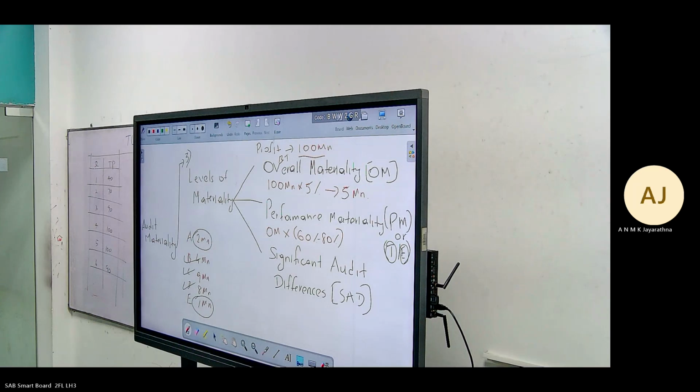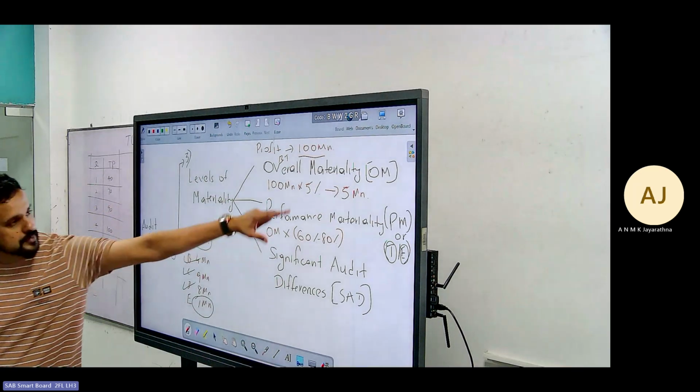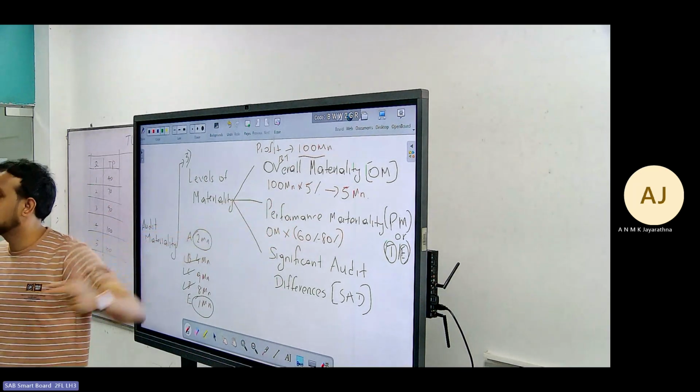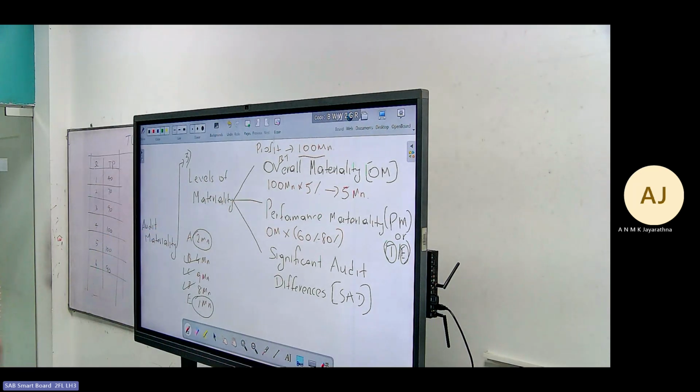So, up to 3 million, we can tolerate mistakes. If errors exceed 3 million, then we have to ask management to rectify the mistakes. Then we have the comfort of checking areas of more than 3 million. If we check areas and the mistake is 2 million, we have comfort, and then we can give the opinion stating that there is no material misstatement, which means more than 5 million only.